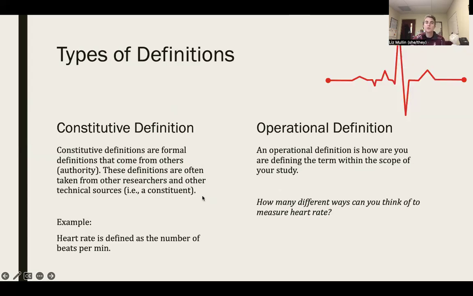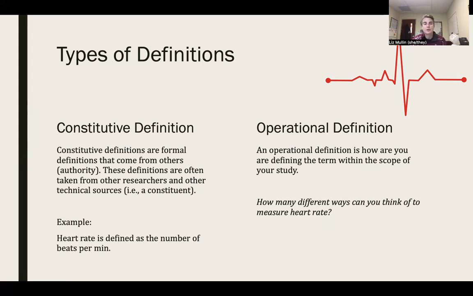There are two primary types of definitions. A constitutive definition. These are formal definitions. Historically, these come from a dictionary, but that's not usually the type of definition that we're going to use in research studies. We're using technical definitions, often from other researchers, or what we call a constitutive definition, not that I can pronounce that right. So we might find the definition of what competitive state anxiety is in that paper by Martens.